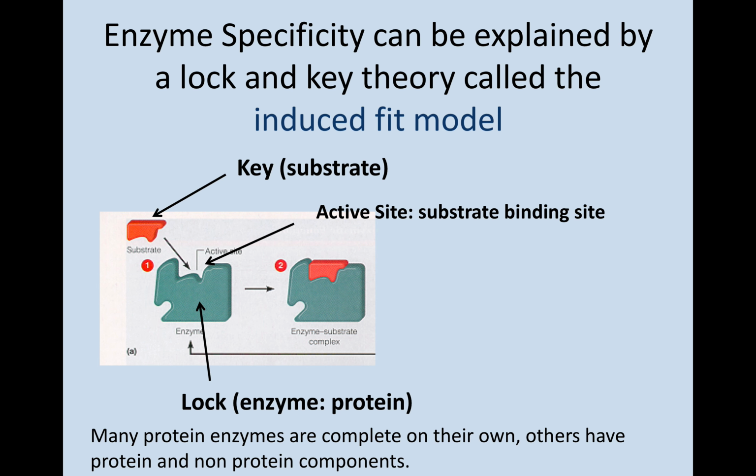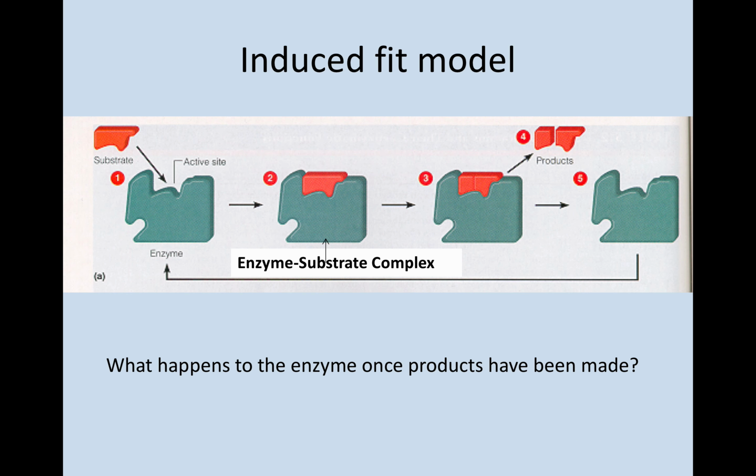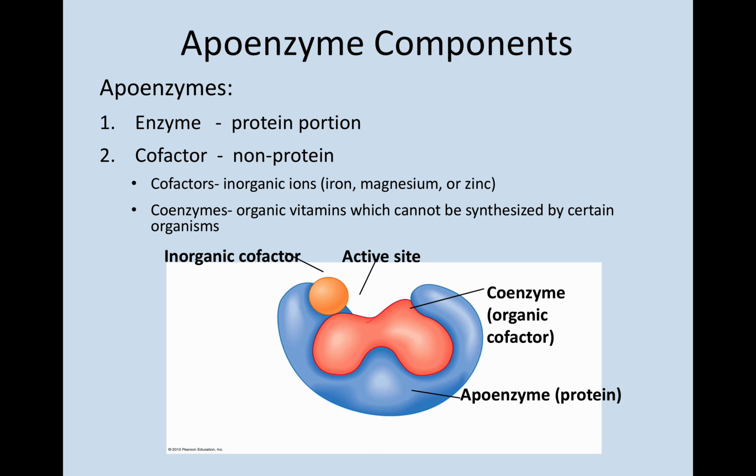Some enzymes are complete on their own, just as the protein component. Others have non-protein components. Those non-protein components are referred to as either a cofactor or a coenzyme, which is the non-protein component. So we call these enzymes that require a non-protein component apoenzymes. Okay, so they're basically an incomplete protein.